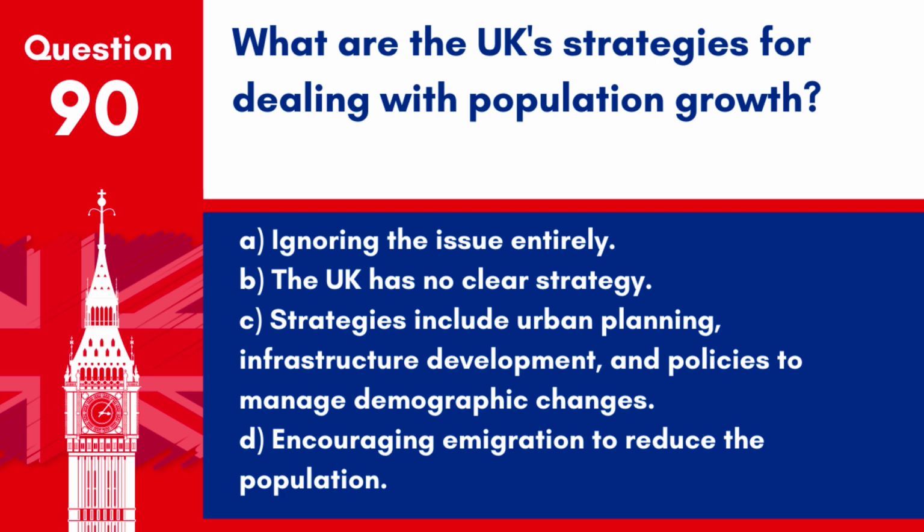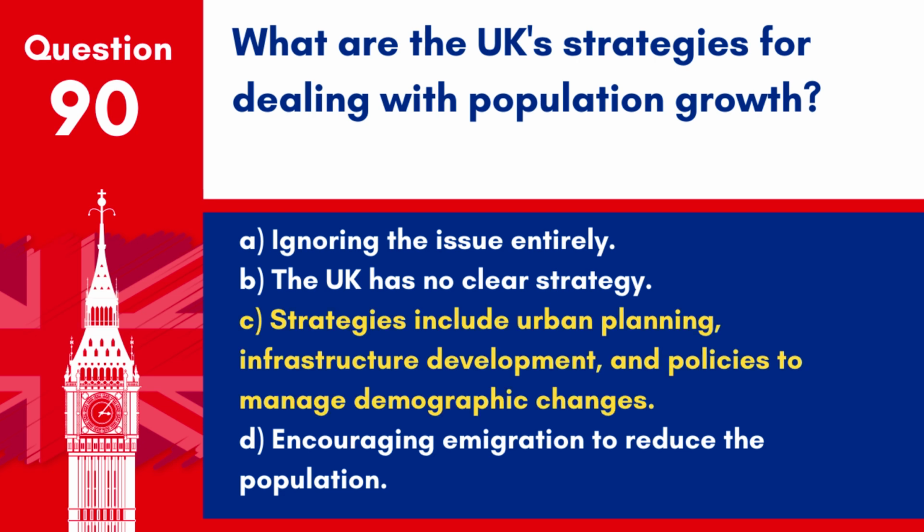A. Ignoring the issue entirely. B. The UK has no clear strategy. C. Strategies include urban planning, infrastructure development, and policies to manage demographic changes. D. Encouraging emigration to reduce the population.